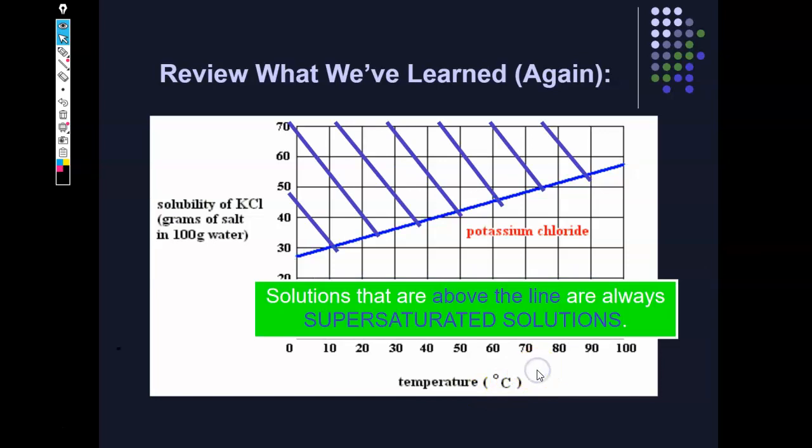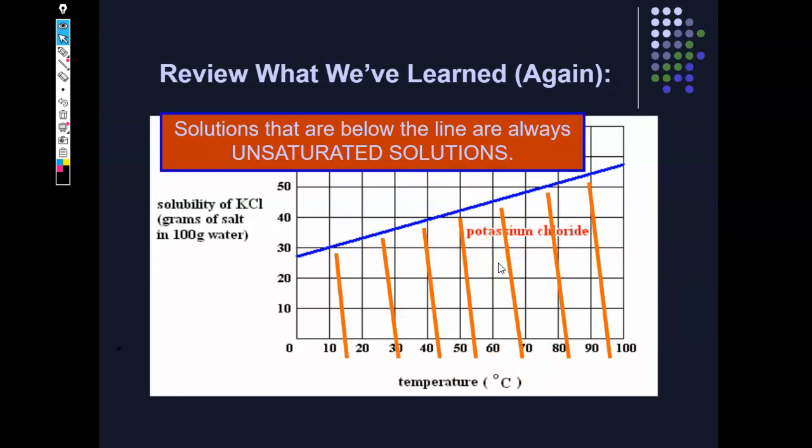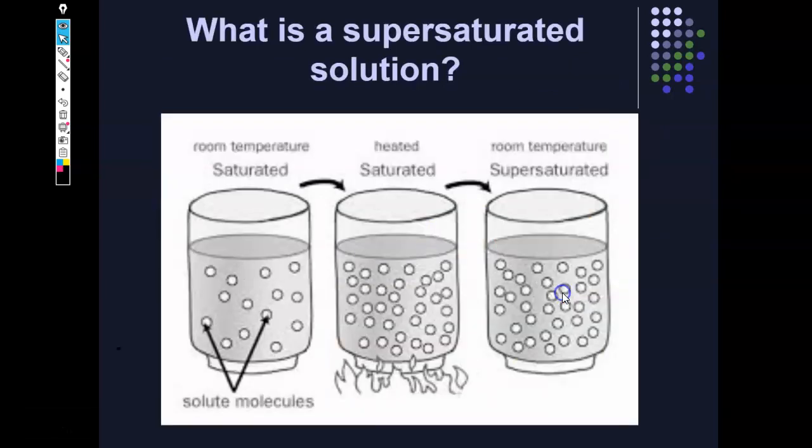But what if we make a supersaturated solution right now? This is where we heat it up to a higher temperature, get more to dissolve, and then allow it to cool back down. Any solutions that have more solute dissolved, and thus have their solubility higher than the line, are called supersaturated solutions. And then solutions that do not have enough solute dissolved yet, that could still dissolve some more, are called unsaturated solutions. This is where their solubility is below the line.